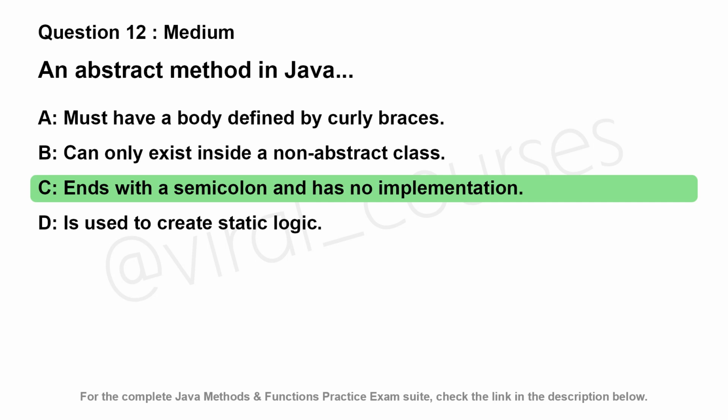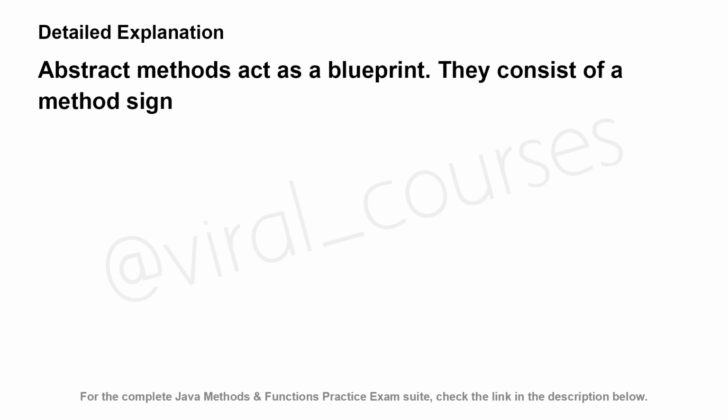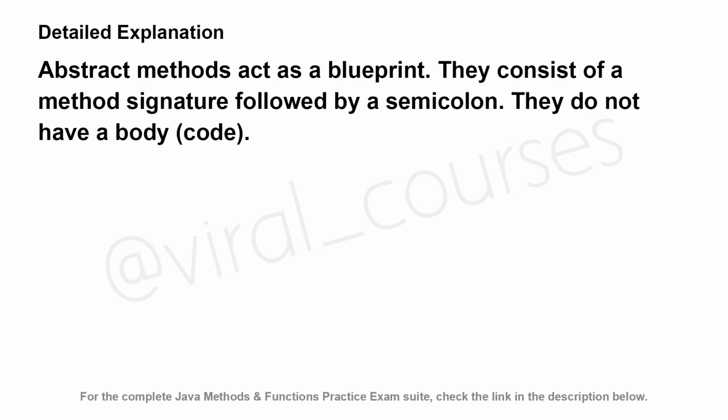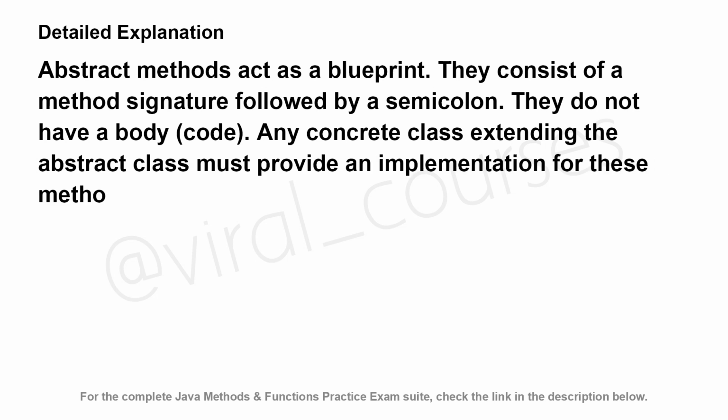The correct answer is C. Abstract methods act as a blueprint. They consist of a method signature followed by a semicolon. They do not have a body. Any concrete class extending the abstract class must provide an implementation for these methods.